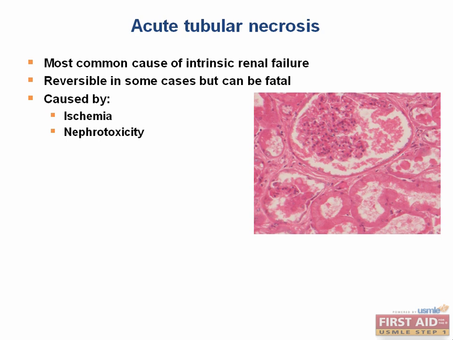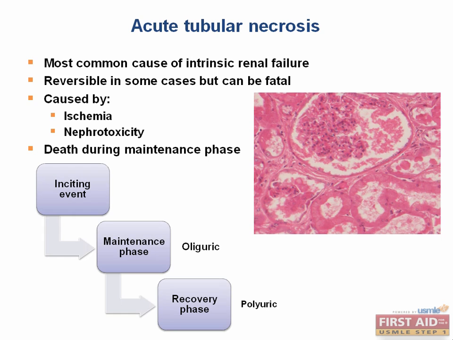Both ischemic and nephrotoxic injury lead to the death of the tubule cells, usually the proximal tubule and thick ascending limb cells because they are the most metabolically active. As the tubule cells slough off, they appear in the urine as granular, muddy brown casts. This will tip you off in the exam to acute tubular necrosis.